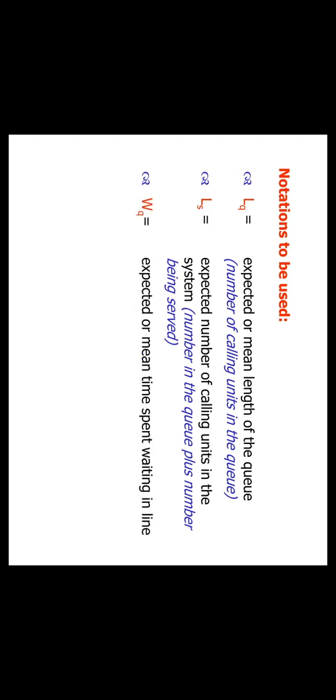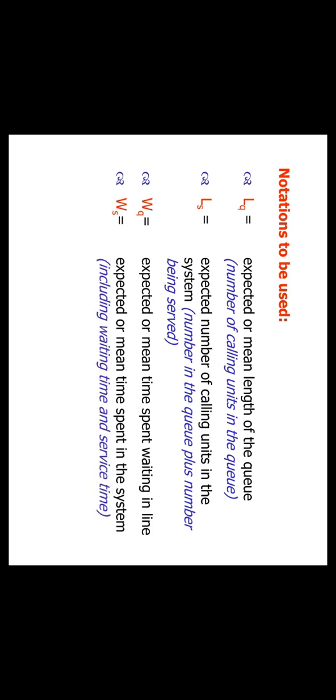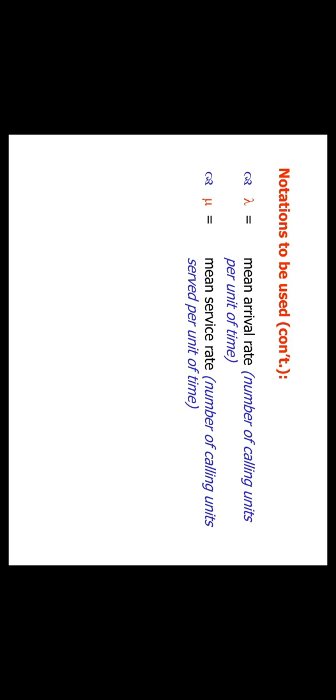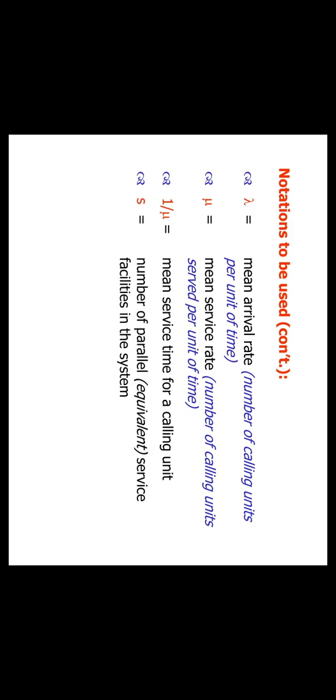Next, we have W sub q, which is the expected or mean time spent waiting in line, or just queuing time. W sub s is the expected or mean time spent in the system, which includes waiting time in the queue as well as service time. You also have lambda. Lambda is the mean arrival rate, or the number of calling units per unit of time. Mu is the mean service rate, or the number of calling units served per unit of time. 1 over mu is the mean service time for a calling unit. S represents the number of parallel or equivalent service facilities in the system.